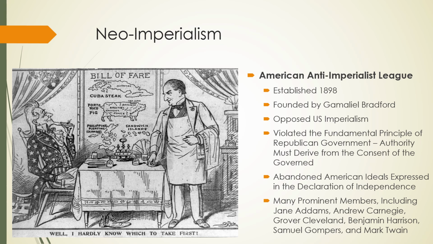They believe it goes against the Declaration of Independence, which is the document which states what our values are as a nation. And there's a lot of prominent members of this Anti-Imperialist League, and we're not going to name all of them, but we'll name a few that are interesting. So we have Jane Addams, one of the leading suffragists. Andrew Carnegie, who we've talked about. Grover Cleveland, former president. Benjamin Harrison, another former president. Samuel Gompers, one of the leaders of the labor movement and the American Federation of Labor. And Mark Twain, the writer, the guy that wrote Huckleberry Finn and Tom Sawyer.